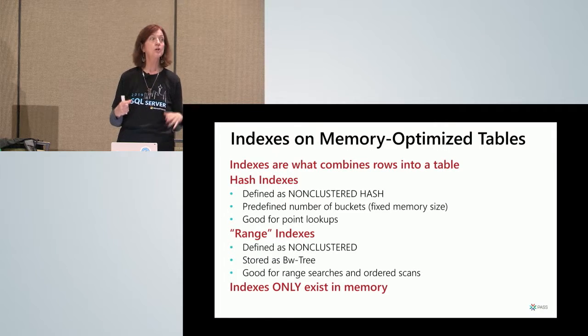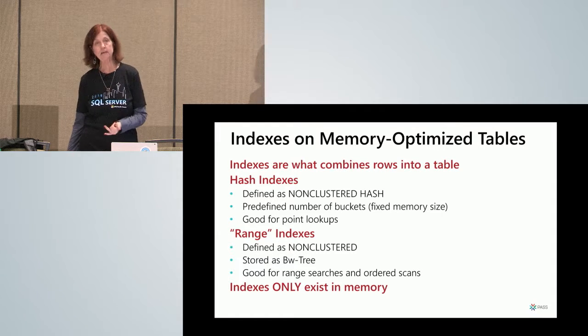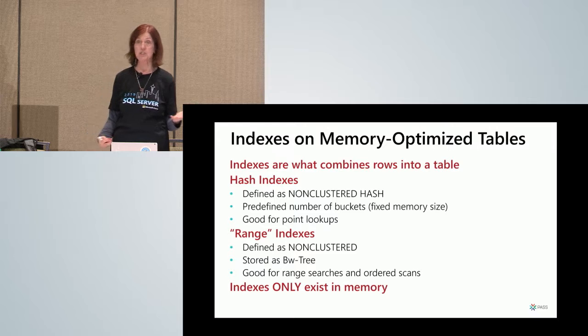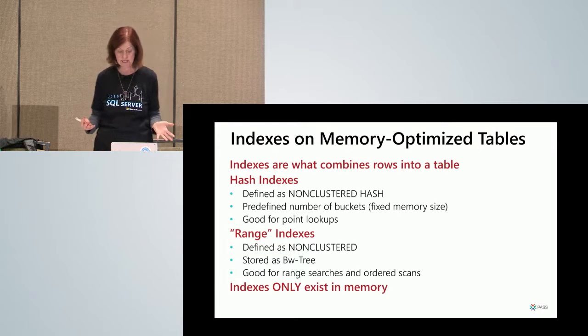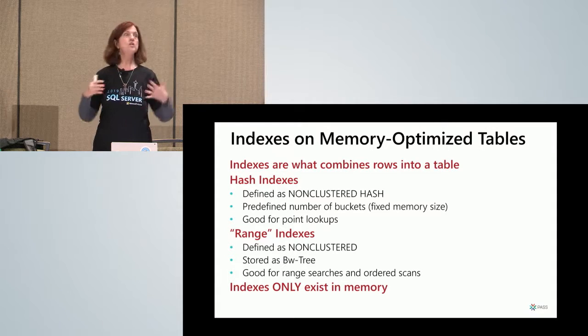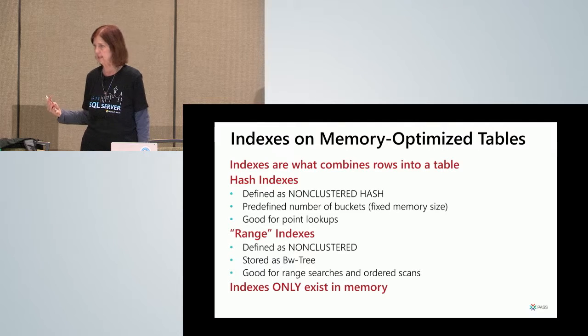Range indexes do have some ordering to the data. We're not going to be able to look at the details, but they can be good for range searches, for data that you need sorted, or if you have no idea how many buckets to create.